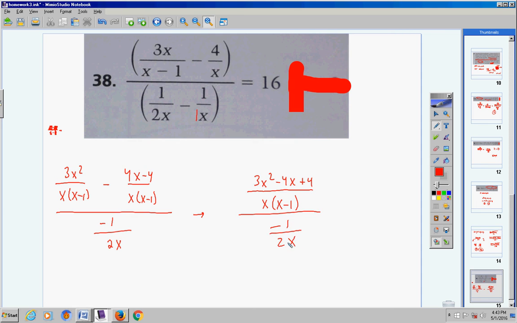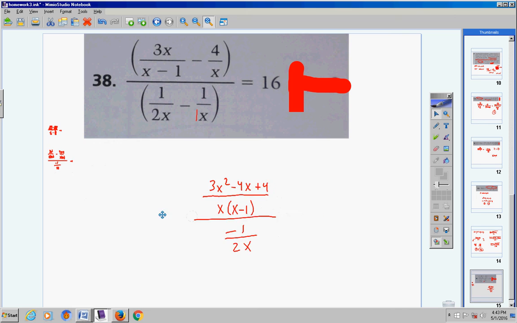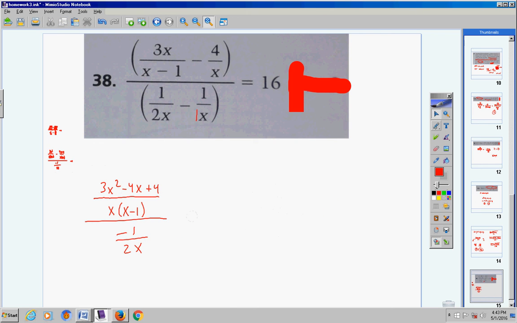Now remember what to do. I finally have it down to one fraction over one fraction, okay? So if I have one fraction over one fraction, then I can take the bottom fraction and flip it and multiply it like this. Let's get rid of this big fraction bar. Let's take this fraction, slide it up here, and now instead of dividing, we're going to multiply. We've got to flip this fraction, so it's really going to be 2x over negative 1, alright?